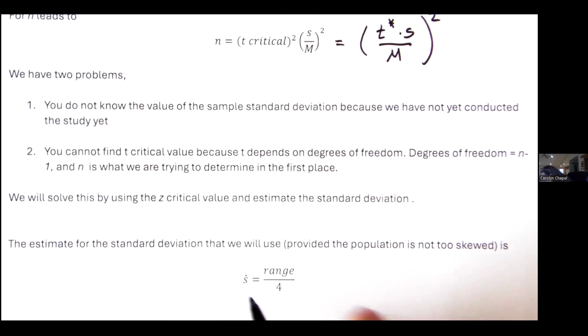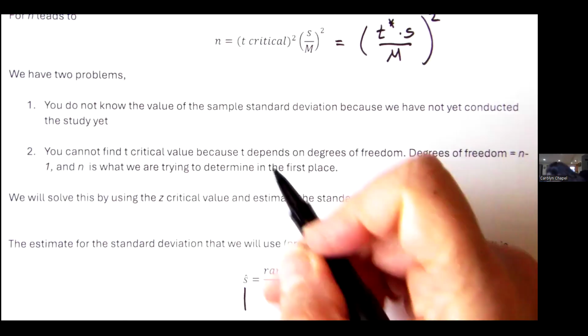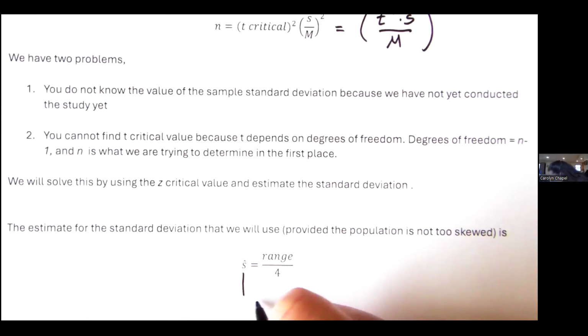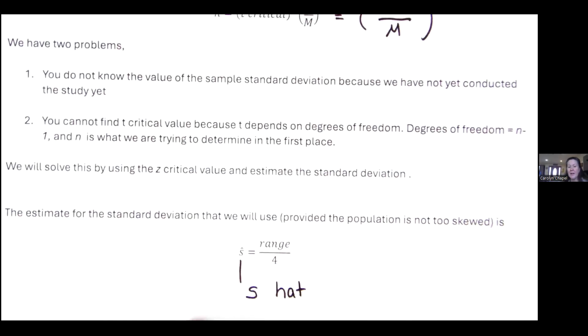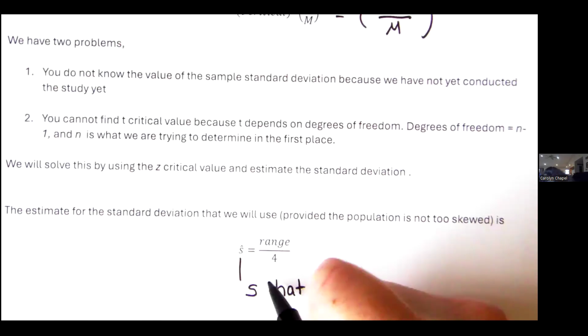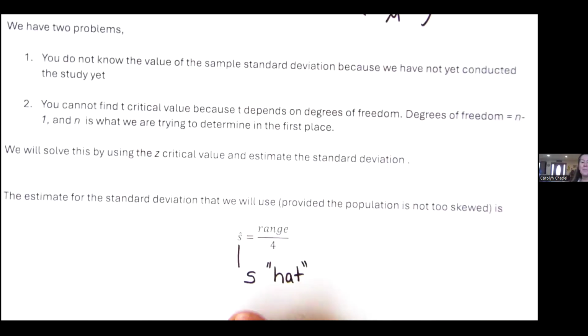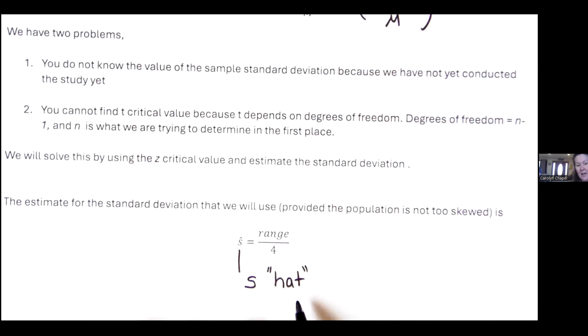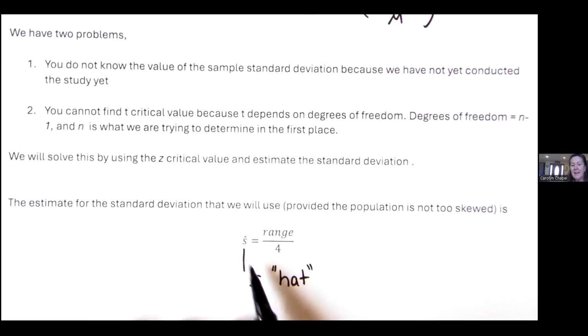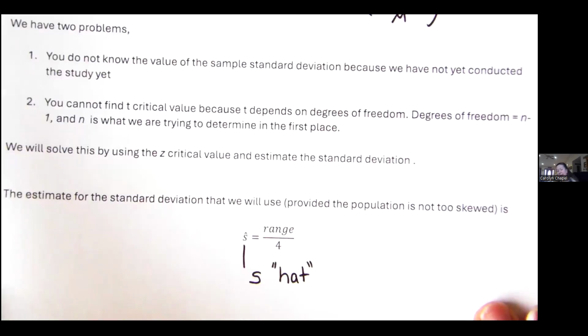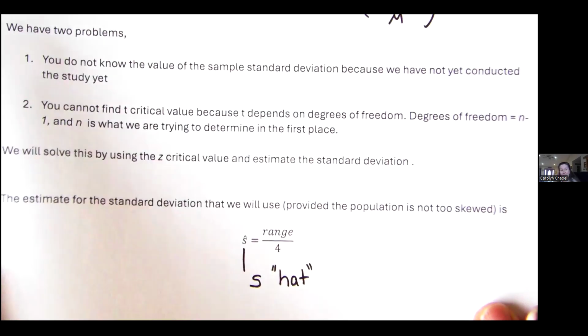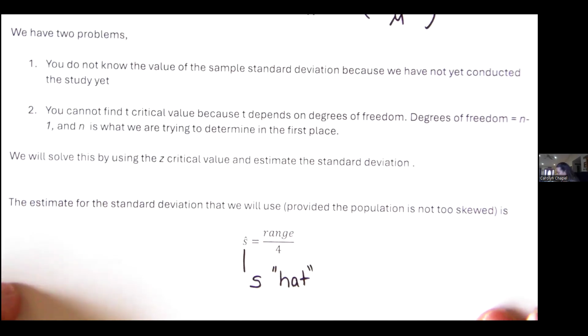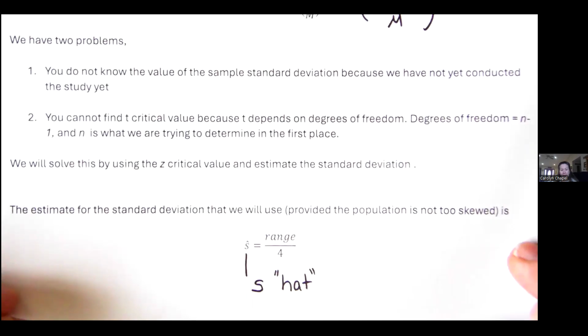The way this is read, with this little caret over the top, we read this as S hat. So that little caret on the top is read as a hat. We will see hats on other letters as well. So S hat is an estimate for S, and it is going to be our range divided by 4. It's an estimate that we use for S when we don't have it, to find our N.